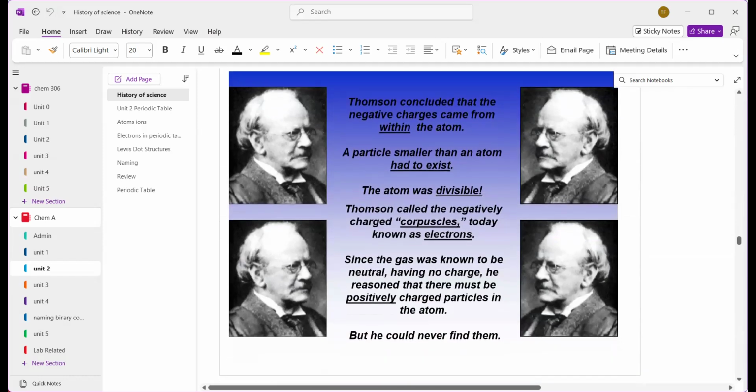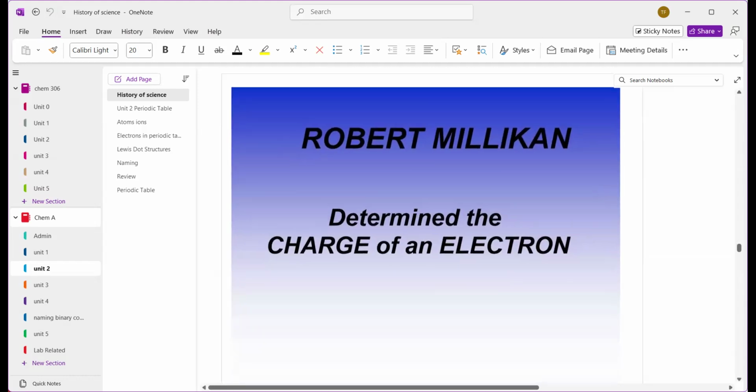And this is what he looked like. And he back-ended the discovery of the proton because something had to have an equal charge against the electron. Okay.